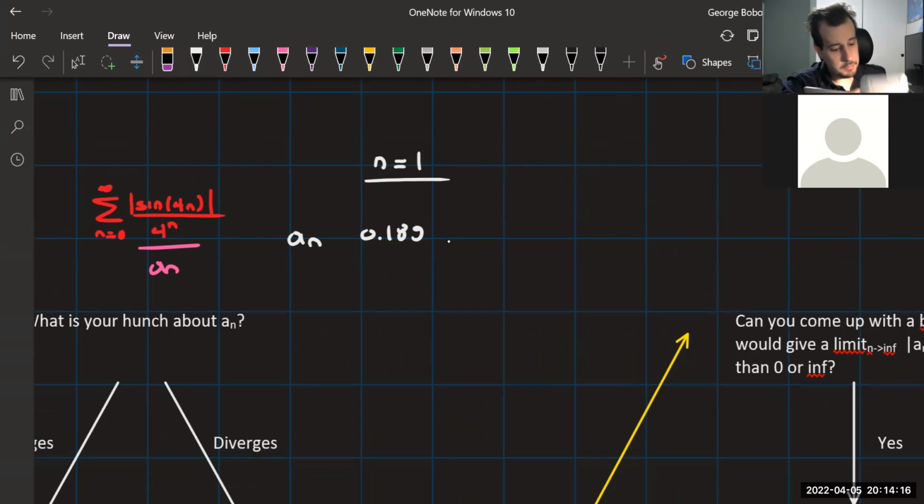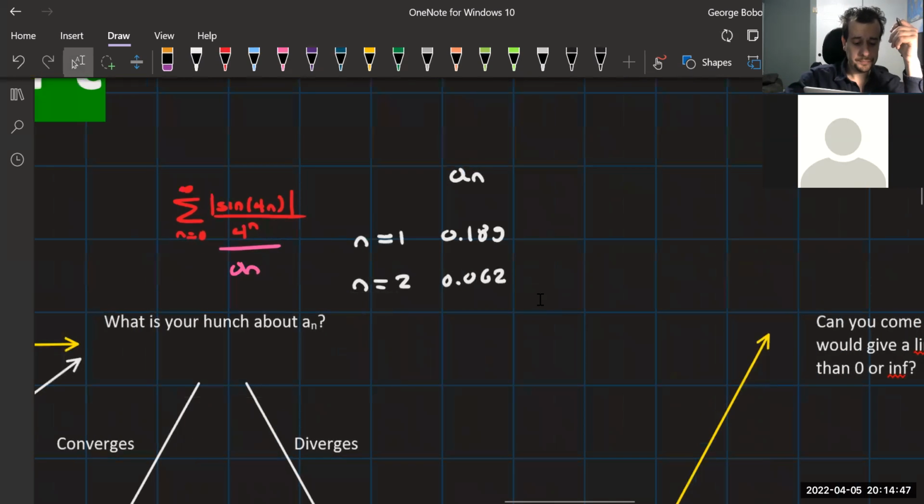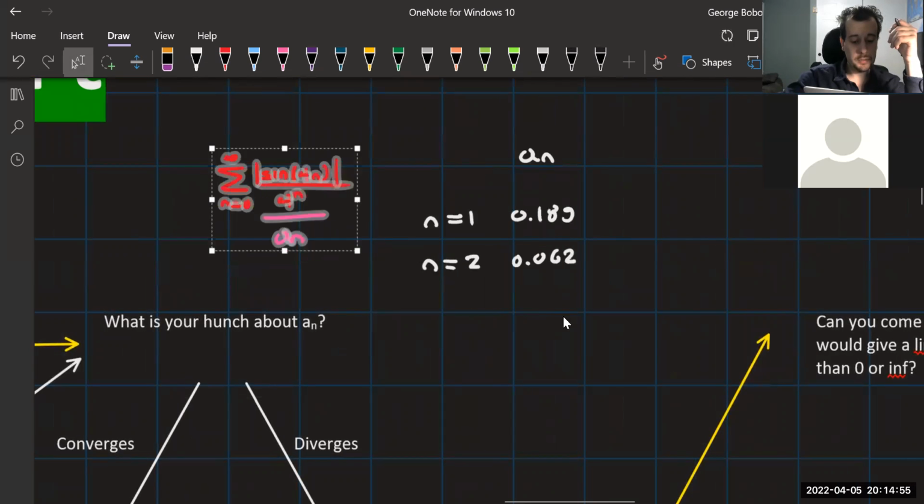Let me line them up like this because I hate this kind of table. What if you try 2? Sine of 8 over 16. Okay, 4 to the exponent 2. All right, so we get around 0.062, a lot smaller than the original term. And you can keep doing this and you can convince yourself that this series is dying. The terms that we're adding are becoming progressively smaller.